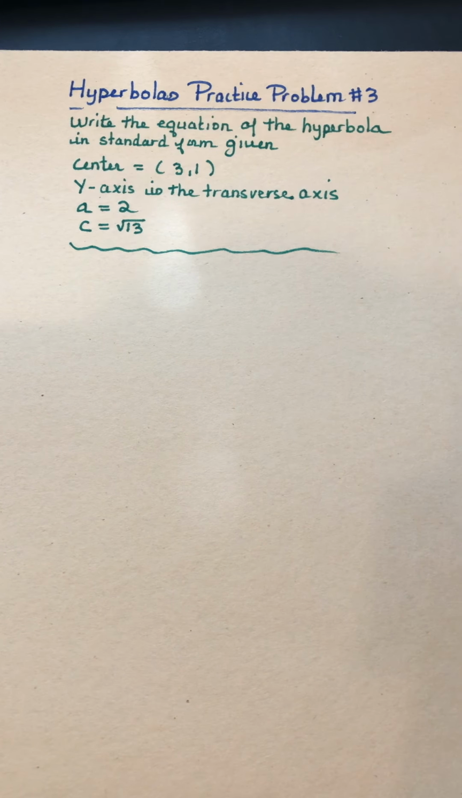Welcome to Hyperbolas practice problem number 3. In this video, we are asked to write the equation of the hyperbola in standard form, and we're given certain clues. We're given that the center is at the point (3, 1), the y-axis is the transverse axis, a equals 2, and c equals the square root of 13.